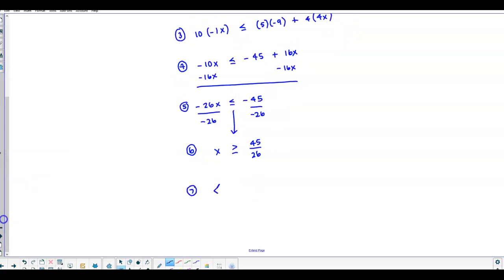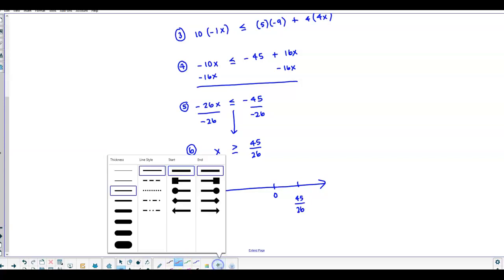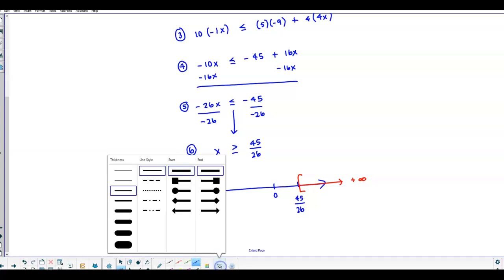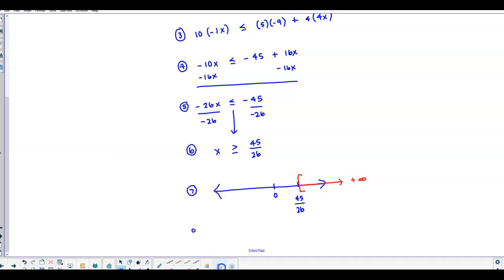What will help us is if we graph it, so we can figure out what that interval notation looks like. So here's 45/26. And since it's greater than or equal to, we're going to have a bracket, and it's going towards positive infinity. So therefore, our interval notation starts at a bracket, and that number at that bracket is 45/26, going towards positive infinity.